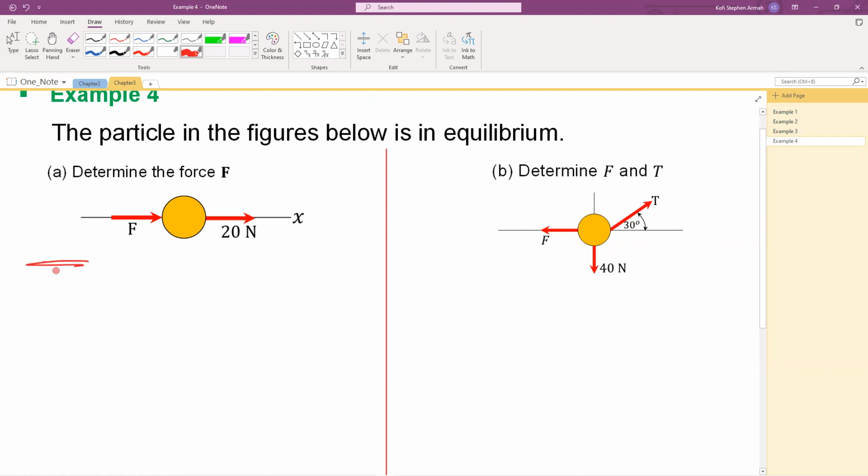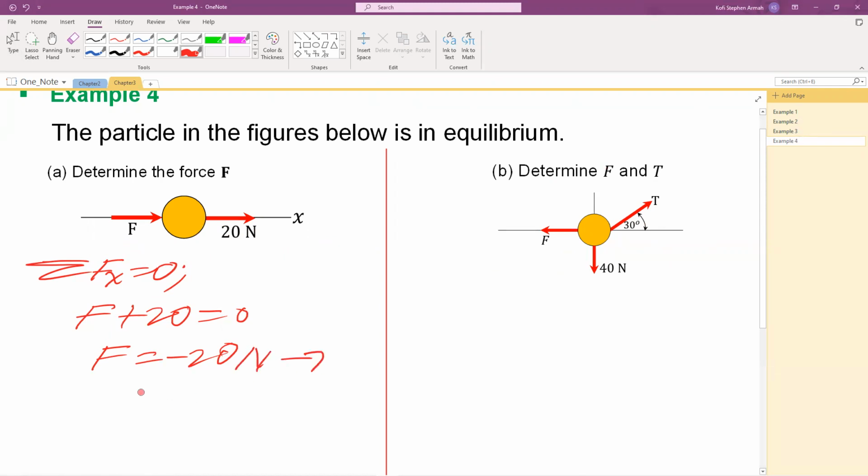So we're doing sum of forces in the X is 0, because this is the X direction. Sum of forces in the X is 0. So it means what? One way somebody can say F plus 20 is equal to 0. So F equal to negative 20. Okay. And F is showing, so it's negative 20 newtons that way. Or as I said, you can also say F is actually 20 newtons this way. It's up to you, the way you want to write. Normally, you want to state that. So that's how to go.